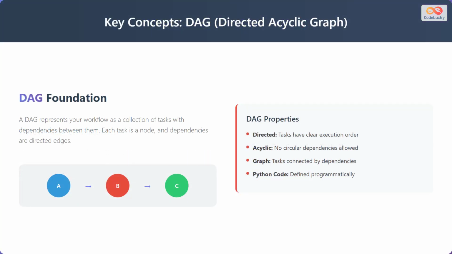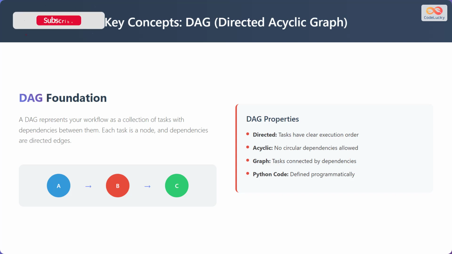One of the most important concepts in Airflow is the DAG, which stands for Directed Acyclic Graph. A DAG represents your workflow as a collection of tasks and dependencies between them. Consider each task as a node, and dependencies are directed edges.